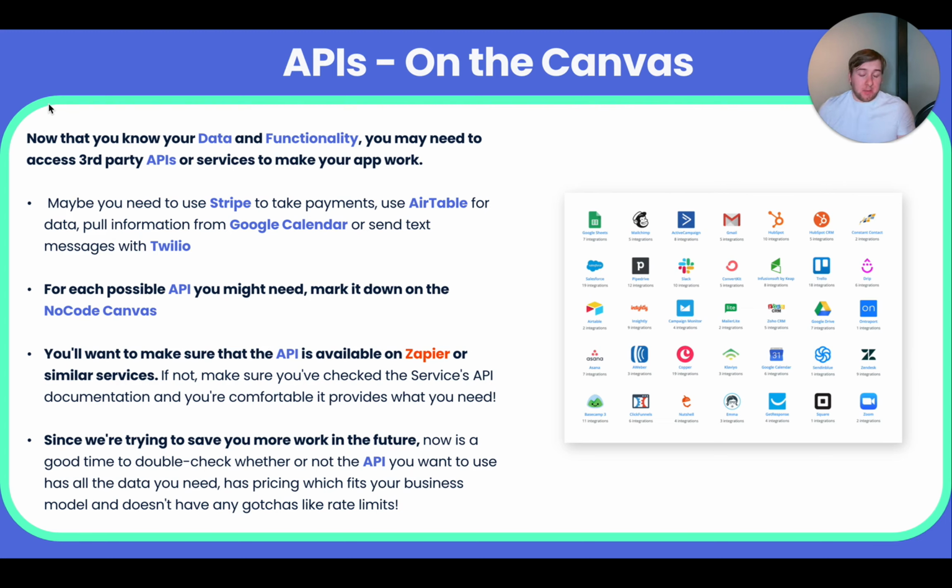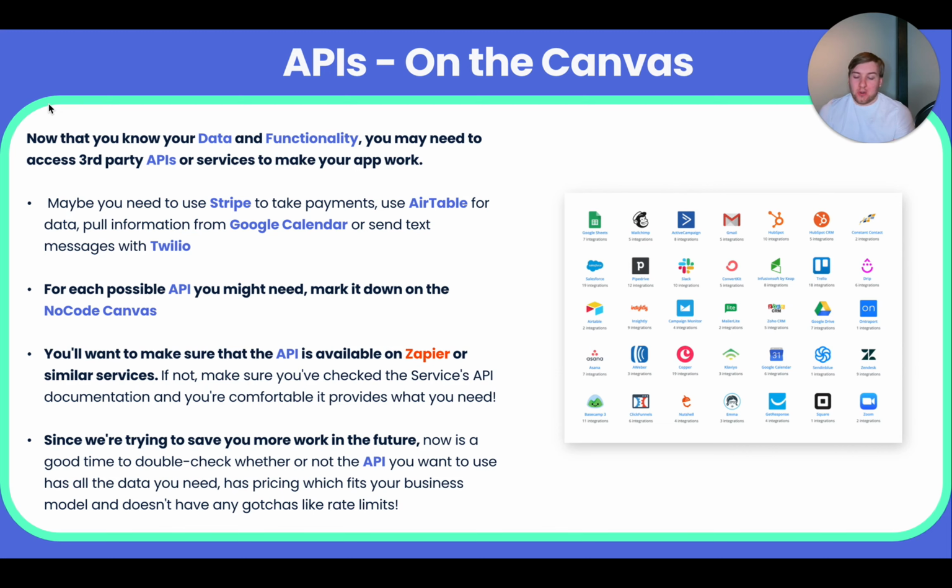Now, the first one is APIs, or third-party services. So, now that we've got that really big, broad understanding of the functionality and the data, it's time to think about where you might want to access third-party APIs that make your app work. And if you're immediately thinking, I don't need any, here are some examples. If you want to take payments, you're going to need an API for that, or an integration if it's already built into the NoCode tool. So you're probably going to use Stripe.com. You might use something else, but Stripe.com is a really popular one.